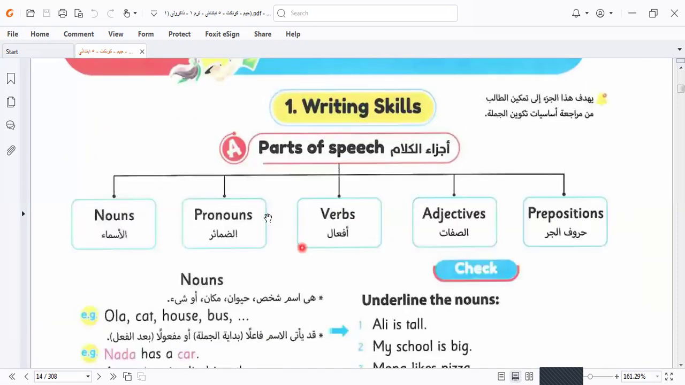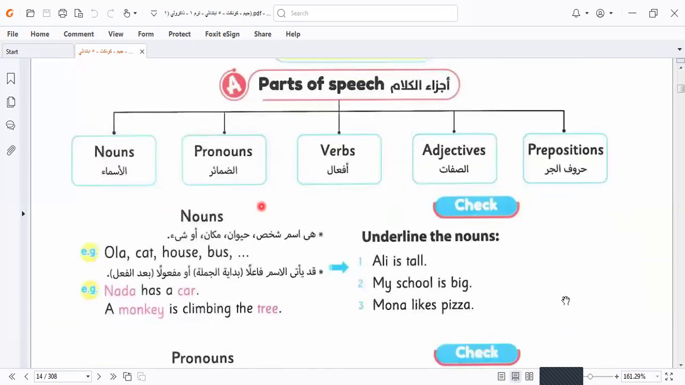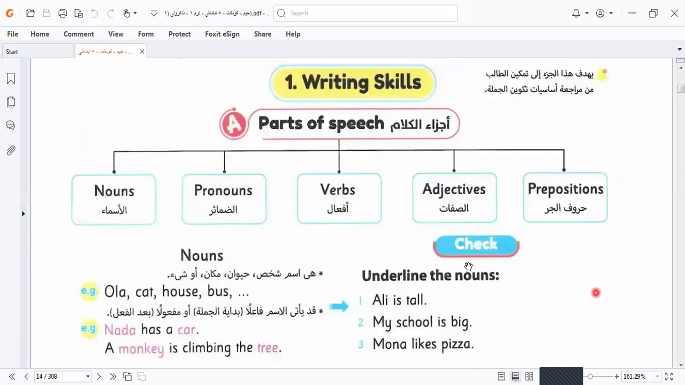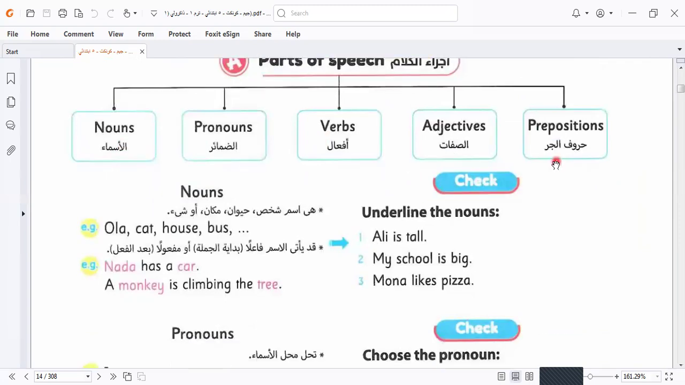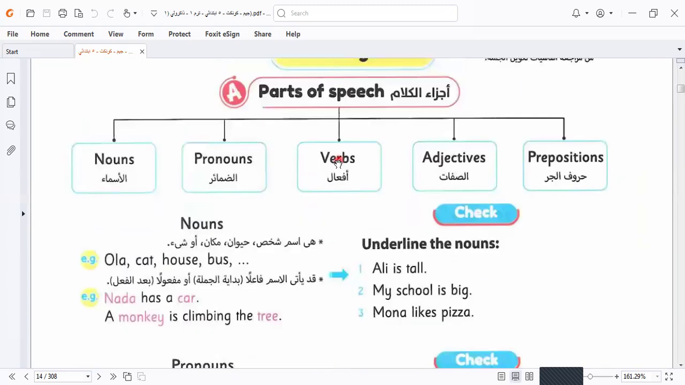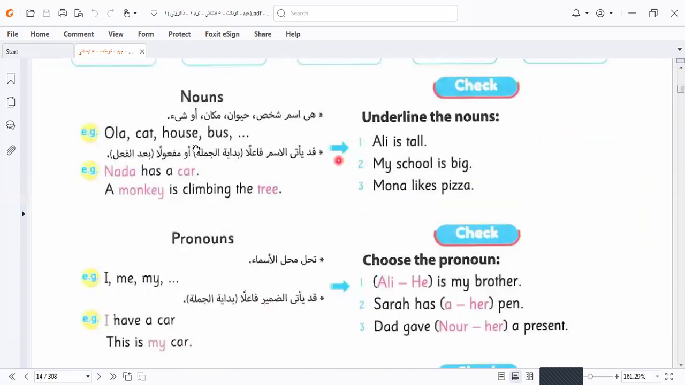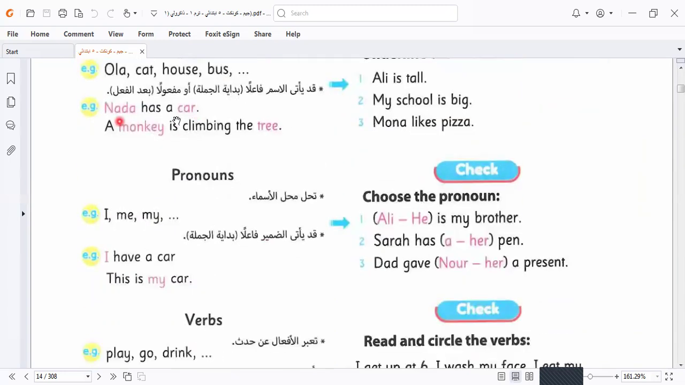Here is the writing skills. It's important to know it, because this is important for us for writing paragraphs. Okay, here we have nouns, pronouns, verbs, adjectives, and prepositions. Okay, all of us know this part. Okay, here we have Nadia has a cow. A monkey is climbing the tree. Ali is tall.